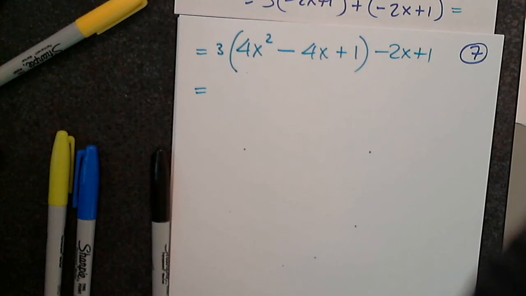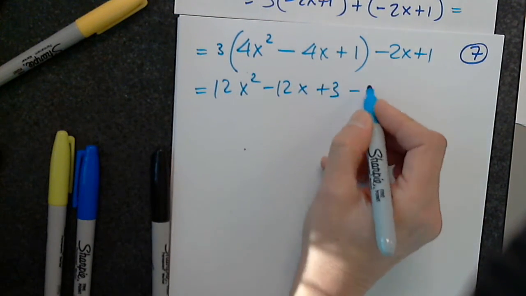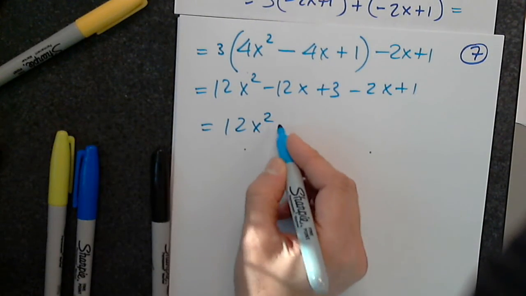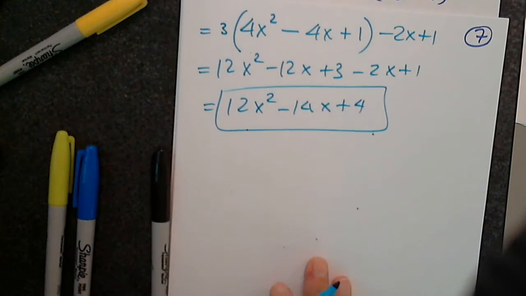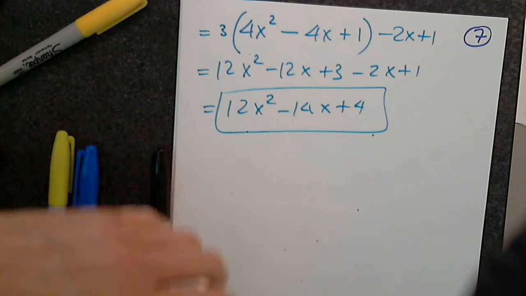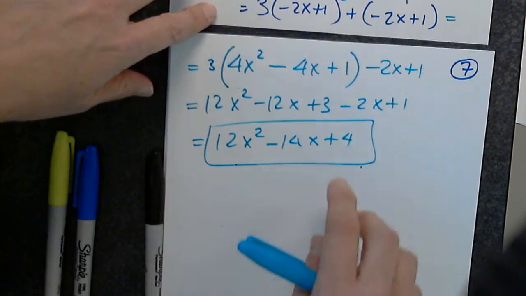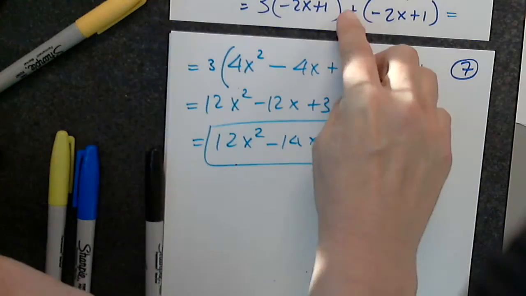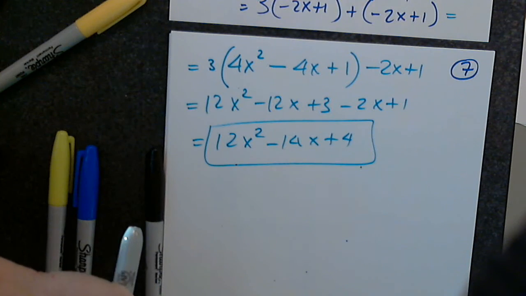And now I can distribute. Only now I can. 12x squared minus 12x plus 3 minus 2x plus 1. And in descending order, 12x squared minus 14x plus 4. What does this represent? Wait, but take it back. Should we distribute the addition sign? The addition sign doesn't change anything. Or would it? Because positive 1 times negative 2 is negative 2.